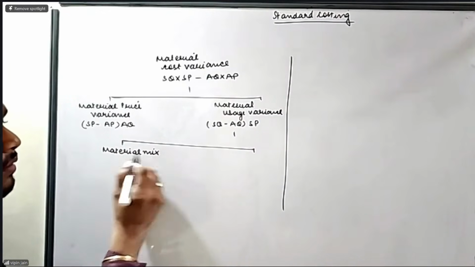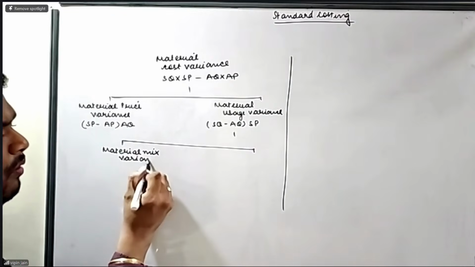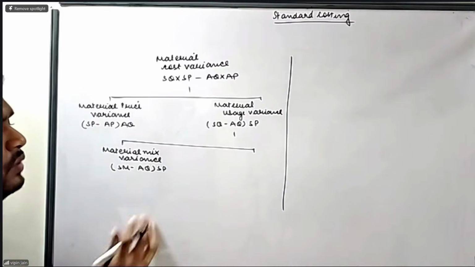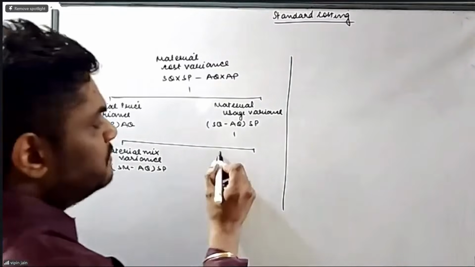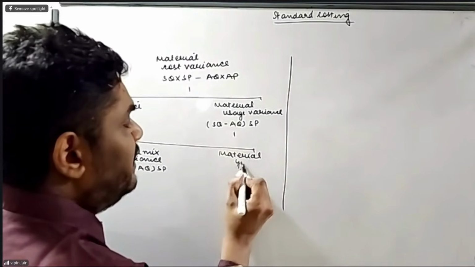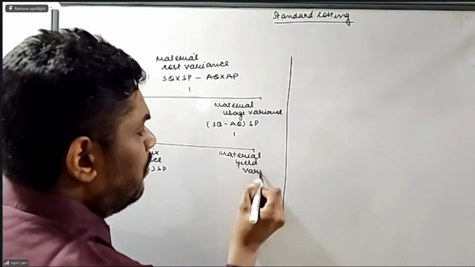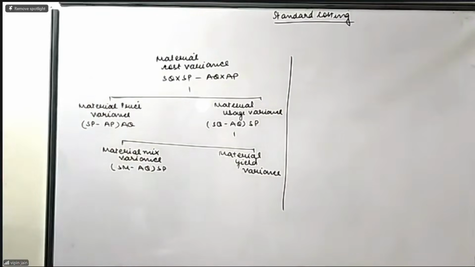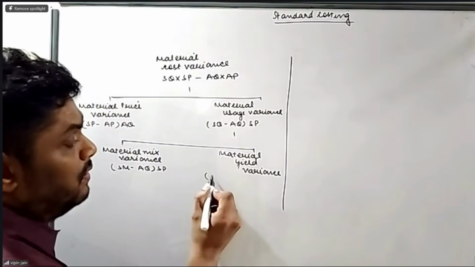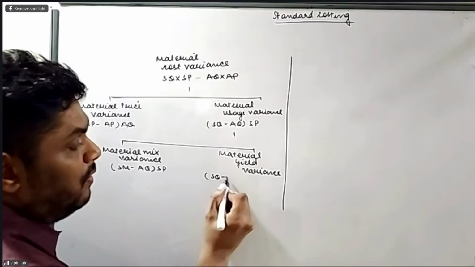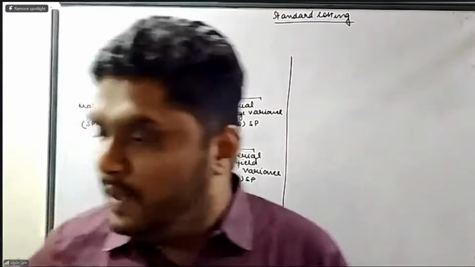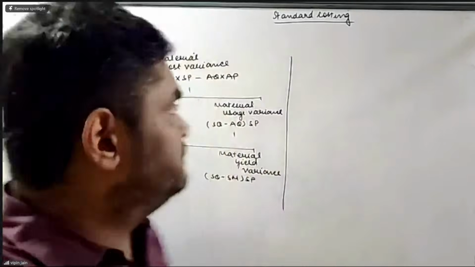Material mix variance. Standard mix minus actual quantity into standard price. Material yield variance. This was the part that we discussed in material variance.